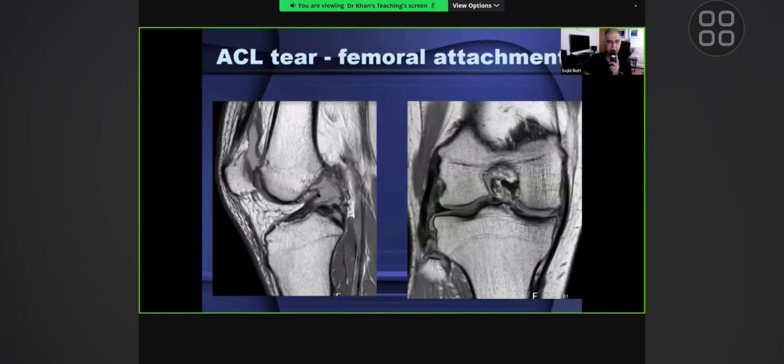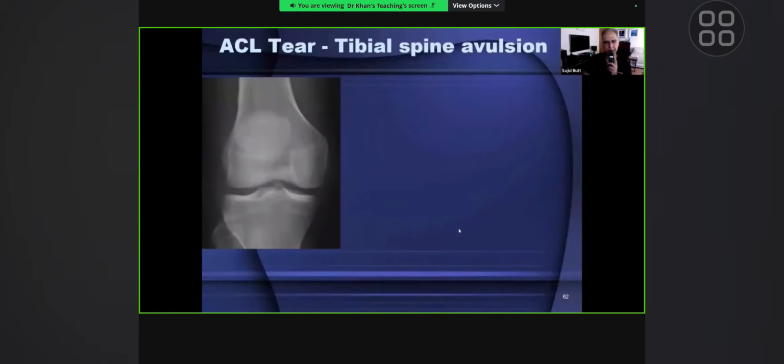Another example of a torn anterior cruciate ligament from the femoral attachment, there are some ligament fibers attached, but they are not normal. They show an abnormal configuration of morphology. And in the coronal imaging, we've got a complete tear.